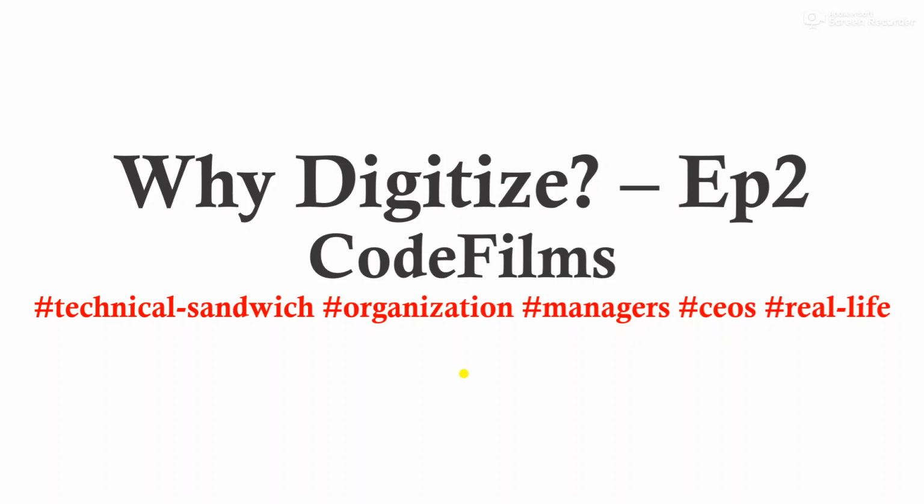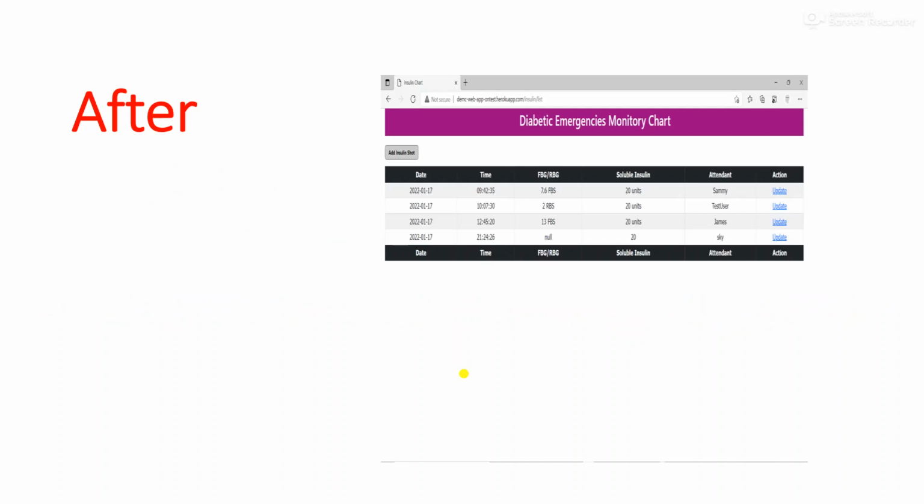Alright, so let's go through the slides and let's call an end to the why digitize technical audio sandwich. Alright, so in episode 1 we did make mention of using a paper-based system to store our patients' insulin shots and also their diabetic sugar levels and other parameters that need to be saved. And then we explained why we need that shift from a paper-based system to a computerized system.